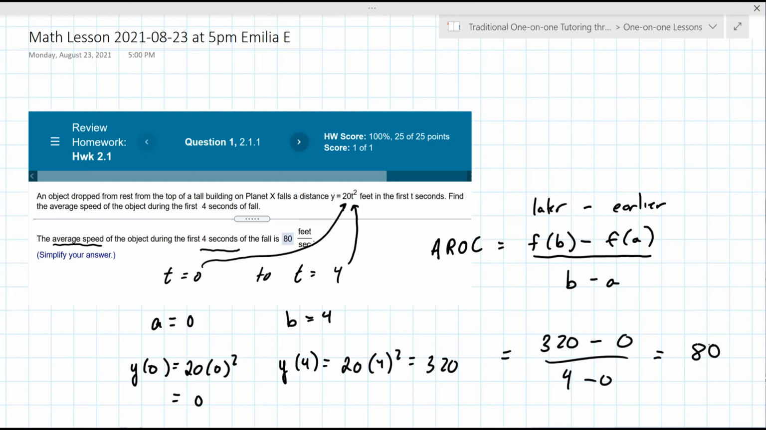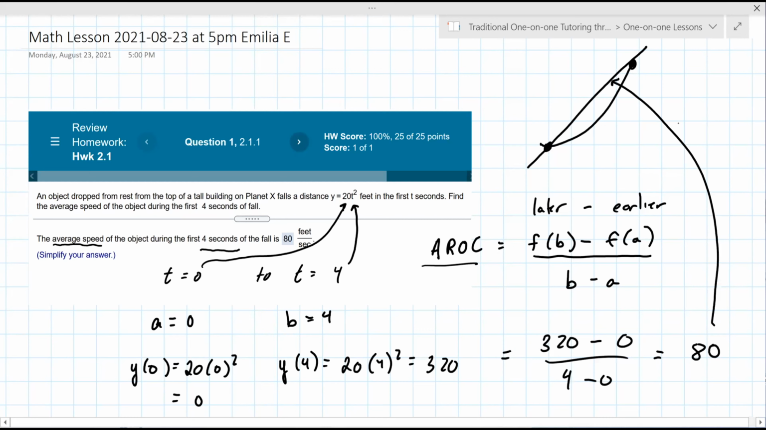Okay. So that's average speed, average rate of change, a rock. It's also the slope, for what that's worth, because essentially this 20t squared looks like that, and you're getting these two points, and you're connecting them with a straight line, and this number is the slope of that line.